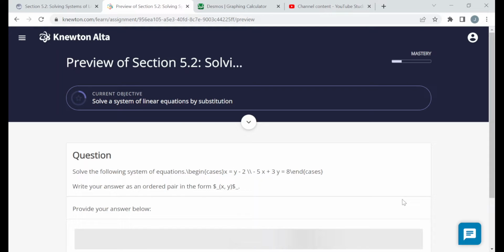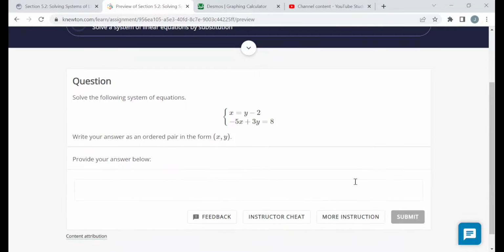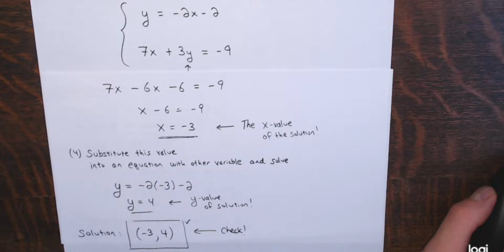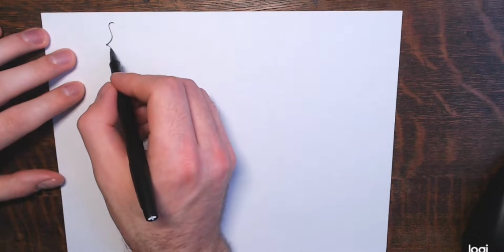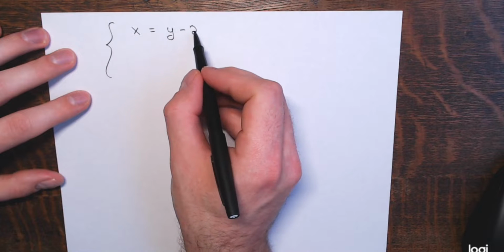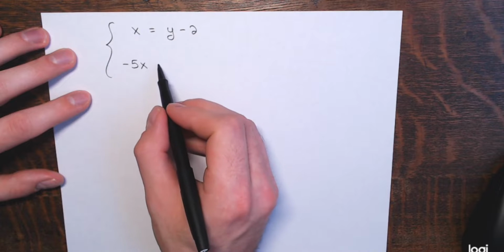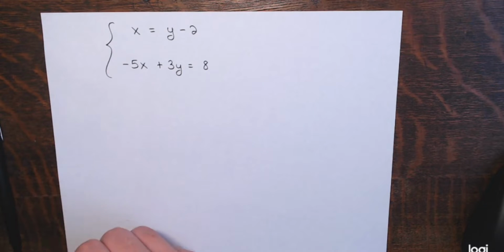All right. Same thing. Given a system of equations, asked to solve using the substitution method. So once again, I'll write this out. And I'm not going to write the steps out in words. I'm just going to say them. So here we have x equals y minus 2. And the next equation in the system is negative 5 times x plus 3 times y equals 8.